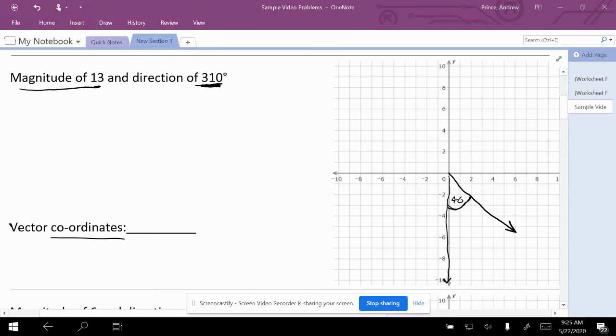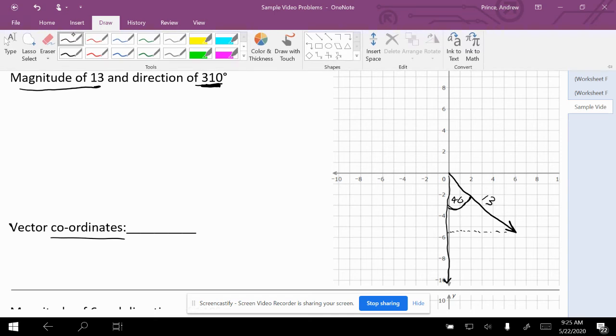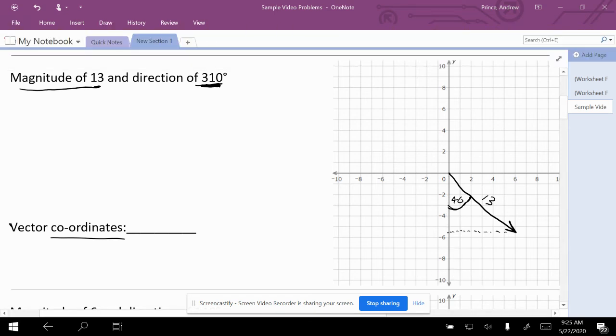Now with that angle, I know I have a magnitude of 13. And remember, the magnitude is really the hypotenuse of a right triangle. So in this specific orientation, I'm just going to draw my little not-to-scale vector on my XY chart, just a reference triangle so I know I'm putting the right values where they belong. So I know I have an angle of 40, and then I have a hypotenuse of 13.